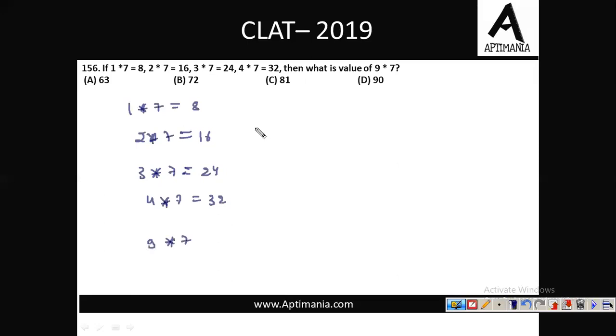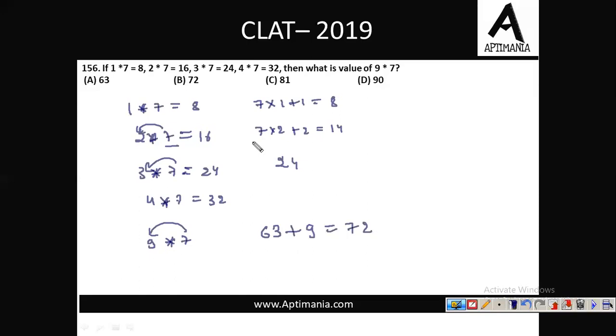So see, the logic is straightforward. 7 into 1 plus 1. So 7 into 1 plus 1 will make it 8. Now 7 into 2 plus 2 will make it 16. So what we are doing is multiplying this 7 with the particular number and adding the same number back. 7 into 3 plus 3 will make it 24. So similarly 7 into 9 plus 9 will make it 72. Fine. What we are doing is 7 into this particular number and adding the same number back as well. So the answer to this question is option B, that is 72.